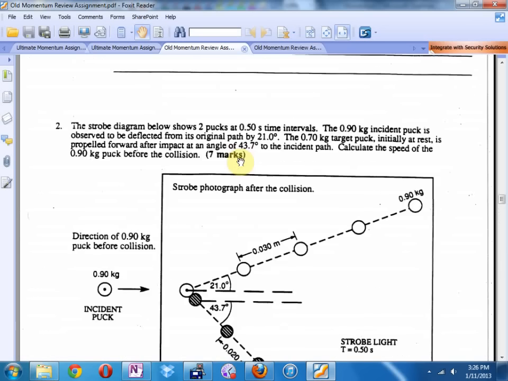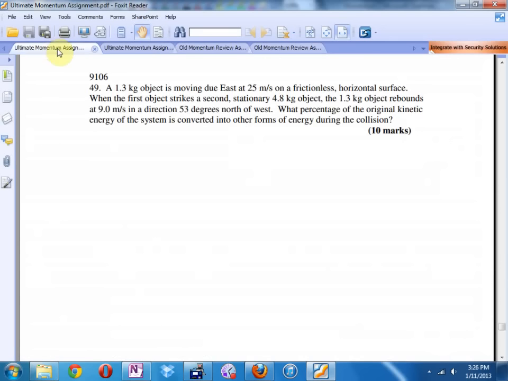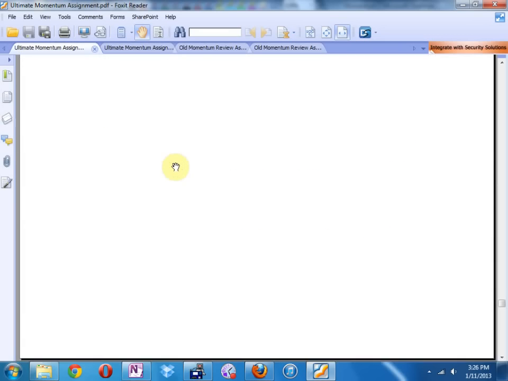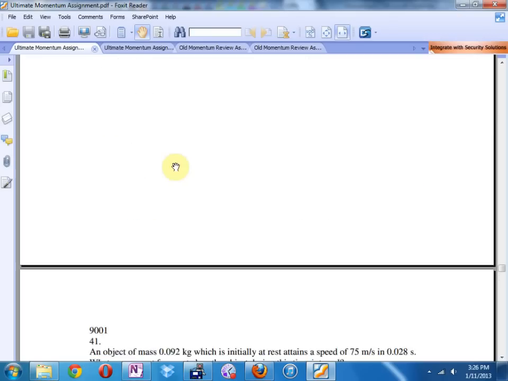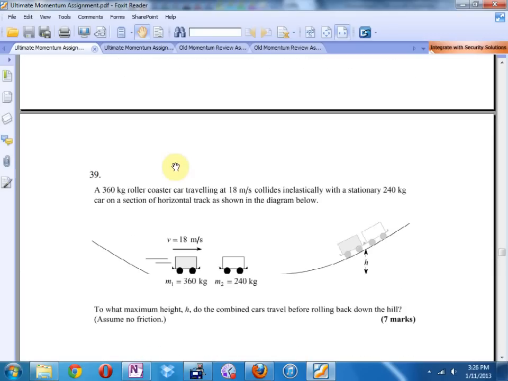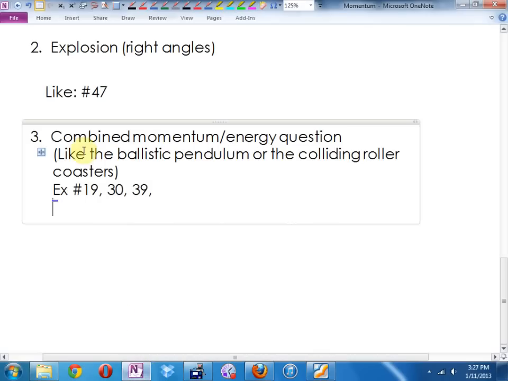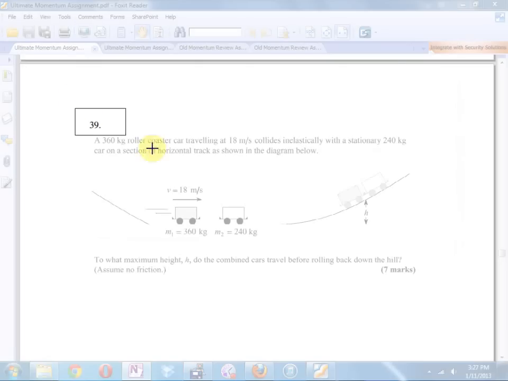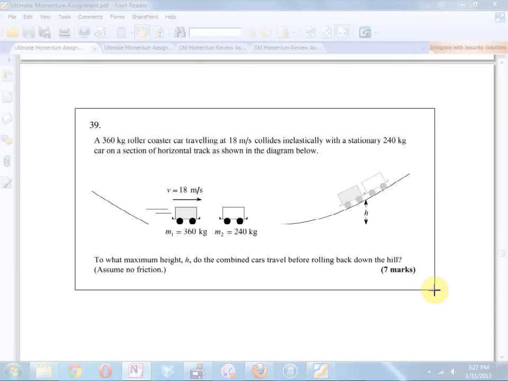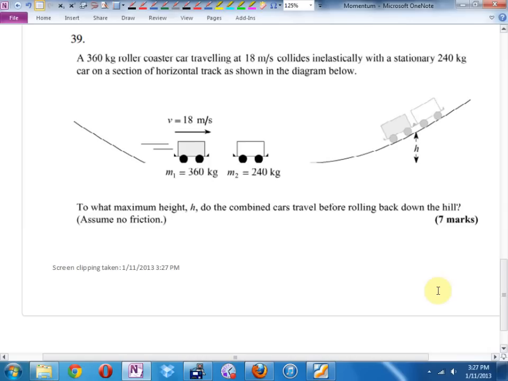Isn't one on here? Wow. Which one were you saying, Nico? Number 30 or number 39? I'm going to change the numbers. I'll use it as my diagram, though. We'll use this as my diagram, but let's change the velocity. Pick a velocity.